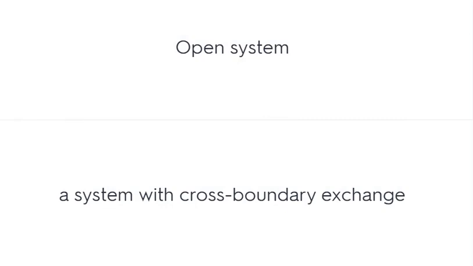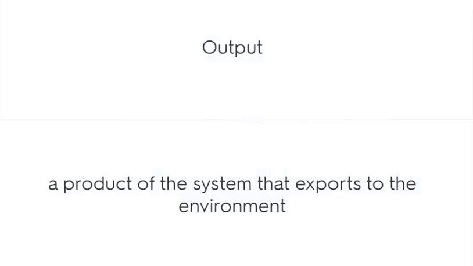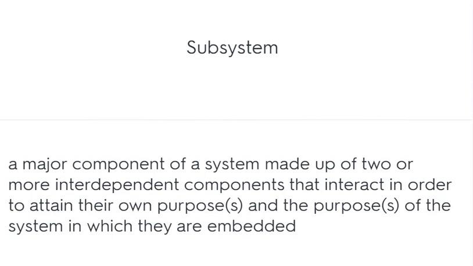Open system. A system with cross-boundary exchange. Output. A product of the system that exports to the environment. Subsystem. A major component of a system made up of two or more interdependent components that interact in order to attain their own purpose and the purpose of the system in which they are embedded.